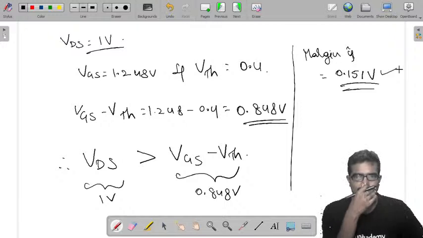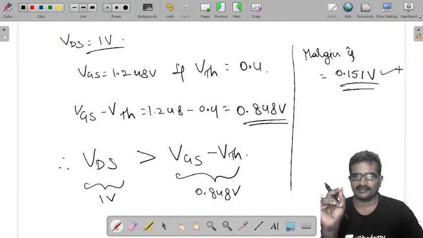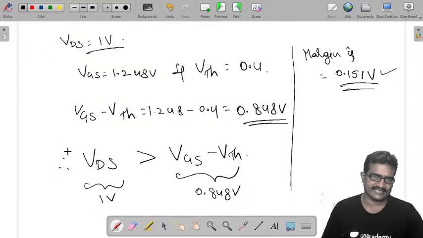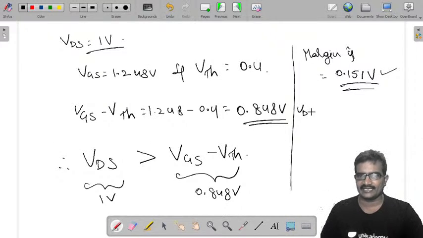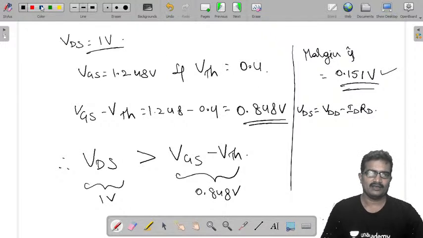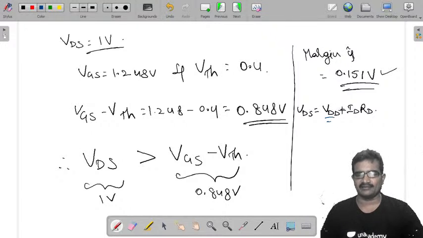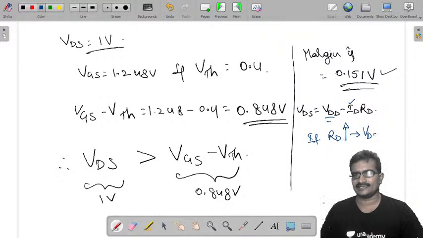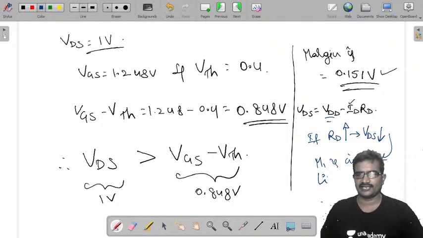So that is the problem. If your VDS is decreasing, VDS is VDD minus IDRD. For example, we are not disturbing the supply. Now ID is fixed. If RD increases, then VDS decreases. Once VDS decreases, device M1 is in linear region or triode region.